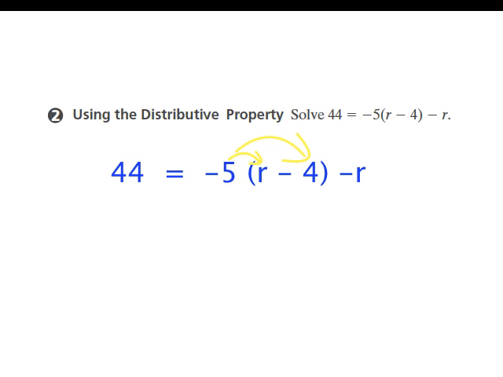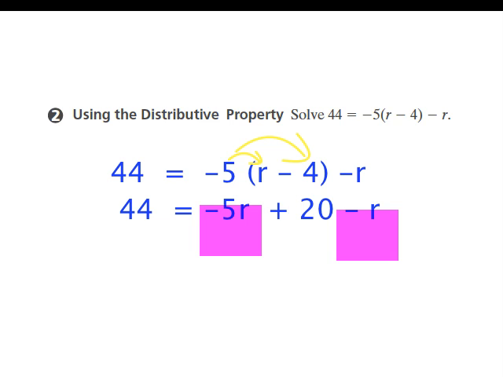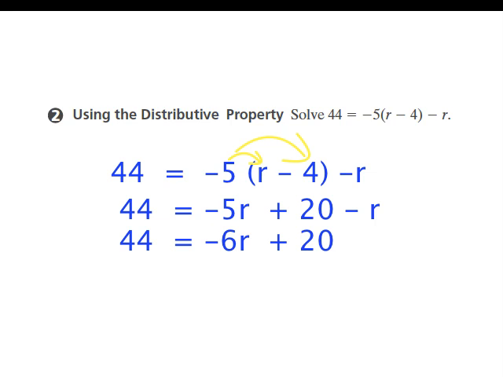So we have 44 equals negative 5 times r is negative 5r. Negative 5 times negative 4 is positive 20. So we have negative 5r plus 20 minus r, because we have to bring down this subtracting r again. Now we can combine negative 5r minus r. Negative 5r minus r is negative 6r. So we have 44 equals negative 6r plus 20.